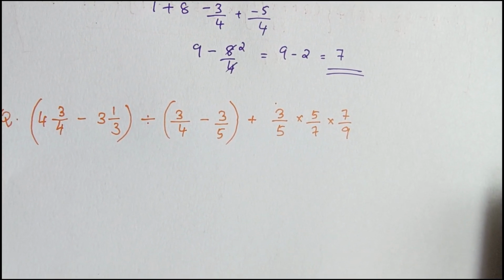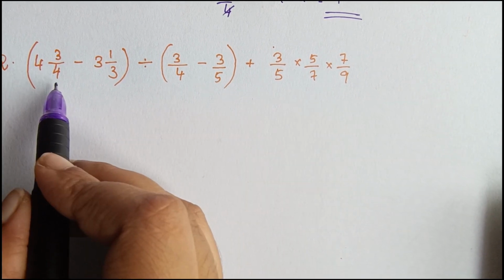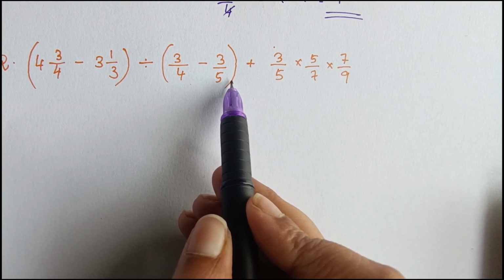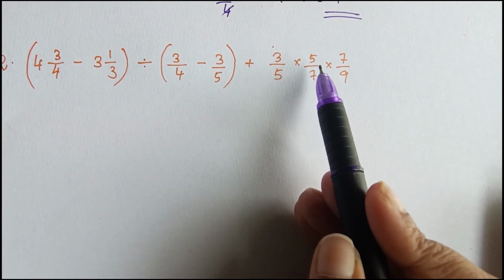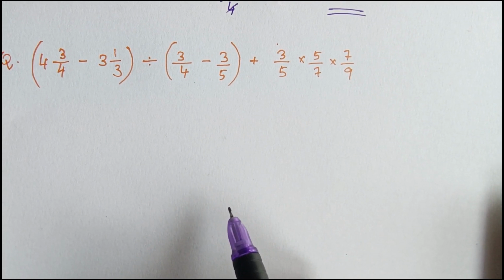Next question is, this is also a previous question. 4 3 by 4 minus 3 1 by 3 divided by 3 by 4 minus 3 by 5 plus 3 by 5 into 5 by 7 into 7 by 9. So here also we should solve the brackets first.